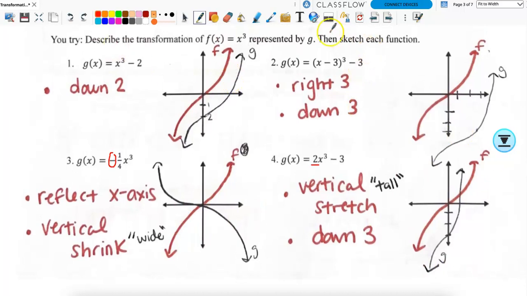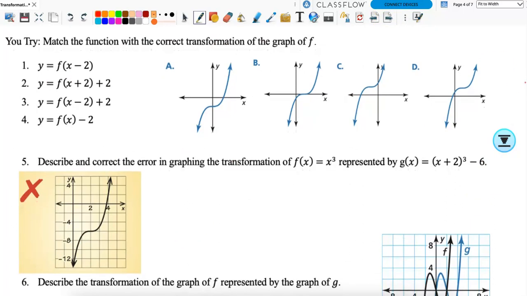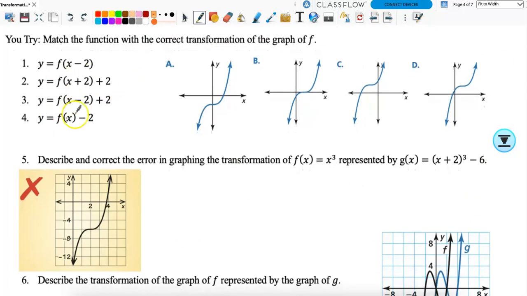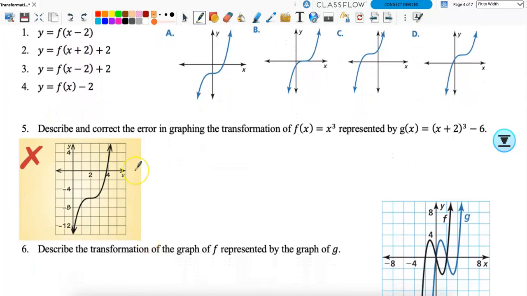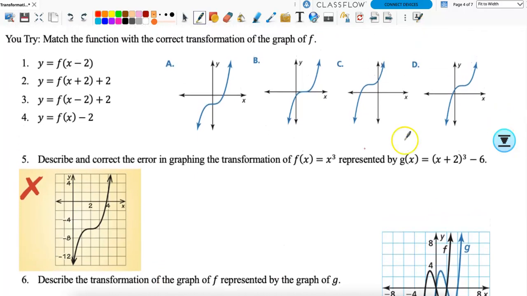Okay, so that's how you would sketch a rough graph. Let's move on. You guys are going to try some again. I want you to try 1, 2, 3, 4, 5, and 6. On 1 through 4, you're matching with the correct answer. You cannot graph this one in the calculator because it has a f of x, but use your rules to help you. Number 5, tell me what the error is. And number 6, describe the transformation from f to g. Press pause and try these on your own.